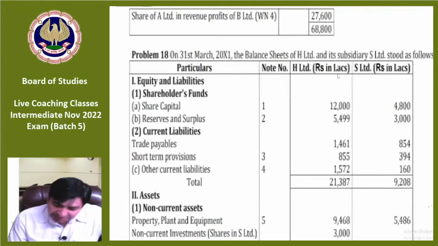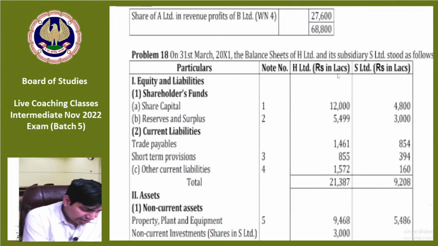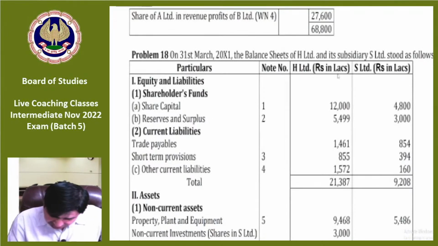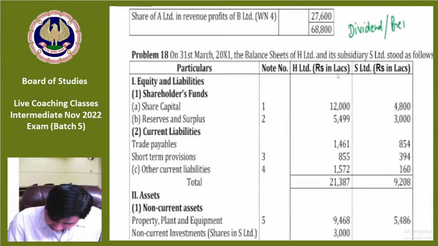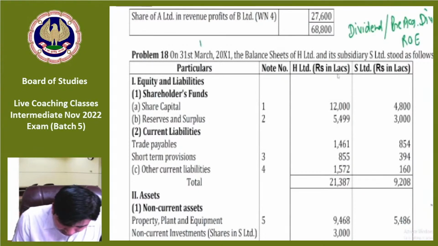Okay, beta. 17 was for revaluation and dividend, as we did in the last class. Okay. Yes. And in this question, please write down dividend, pre-acquisition dividend, rectification of error, and some more things are here to note down. Bonus adjustment is also here, and contra items are also here.